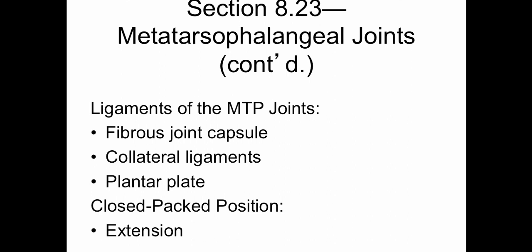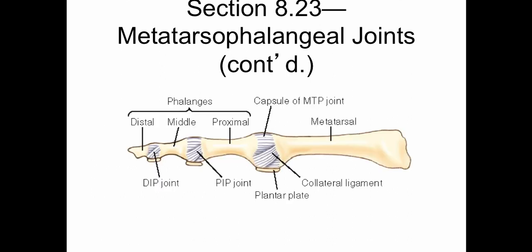The plantar plate is a fibrous tissue structure located on the plantar side of the metatarsophalangeal joint. Its main function is to protect the head of the metatarsals during walking. This figure illustrates the fibrous capsule, collateral ligament, and plantar plate of the MTP joint. These structures are also illustrated for the PIP and DIP joints.